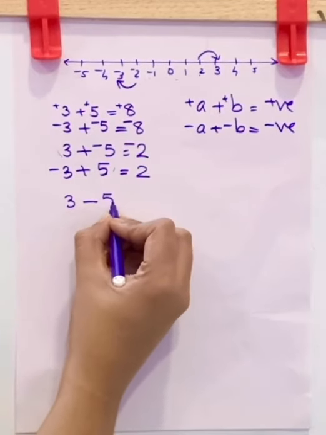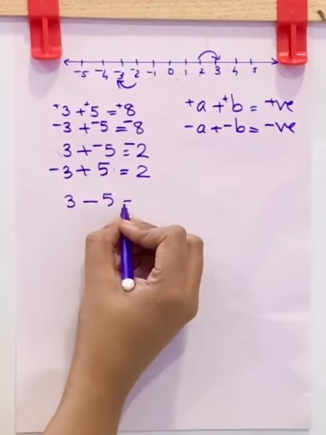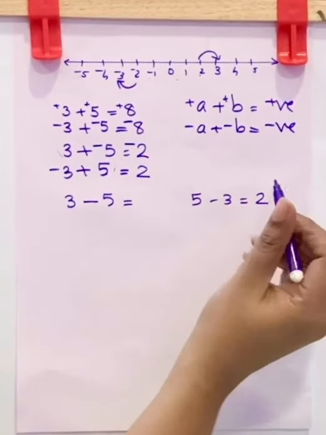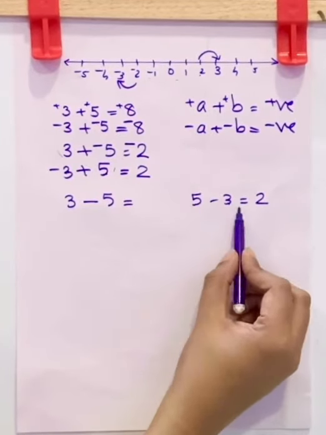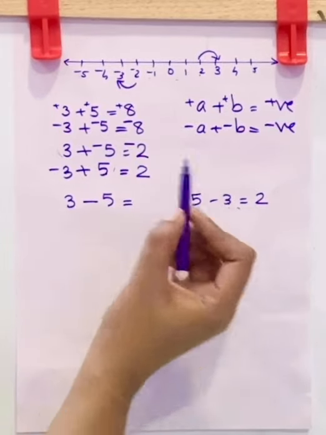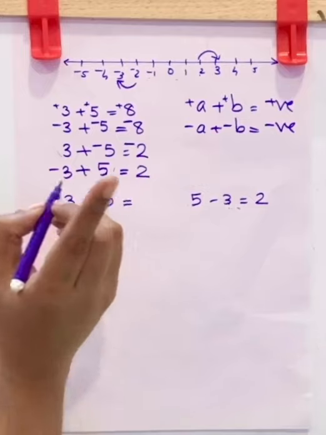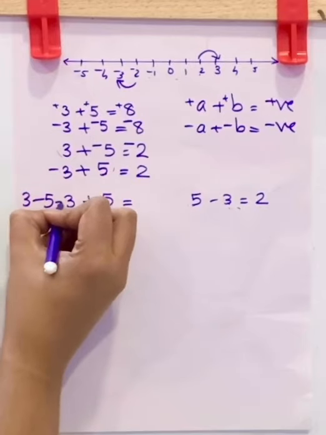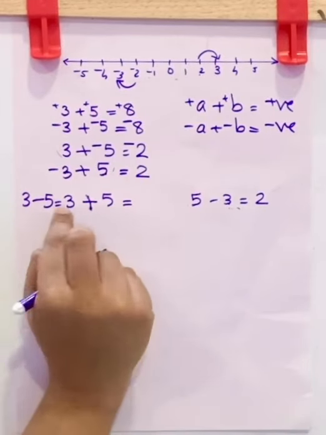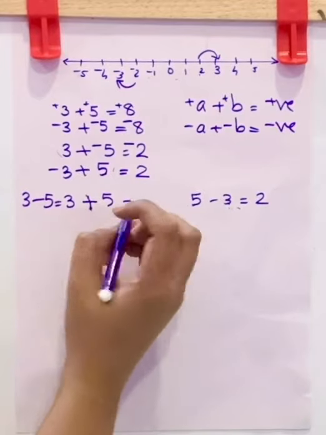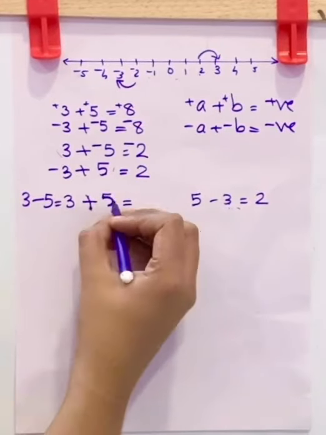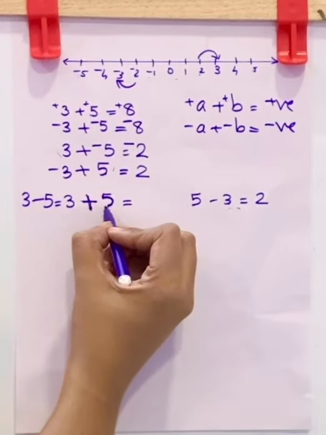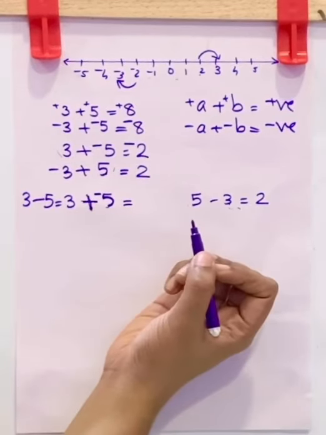3 minus 5. In subtraction, if it was 5 minus 3, then you can simply write the answer 2 because it is subtracting smaller number from greater number. This we know already. But if it is like this, you first want to make it addition. Okay? So the question is 3 minus 5. You first want to make it addition. The subtraction changes to addition and the number next near to this symbol will change its sign. This is 5 here. Now it becomes negative 5.